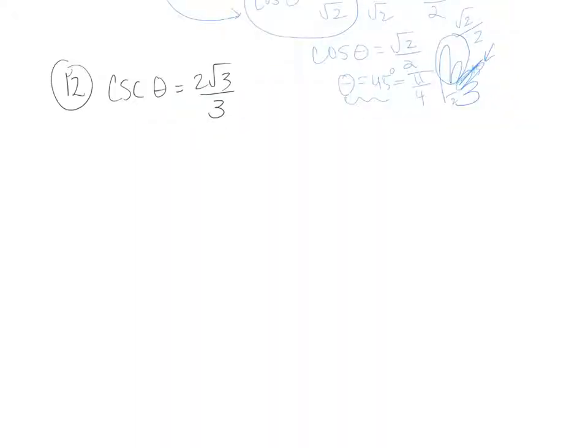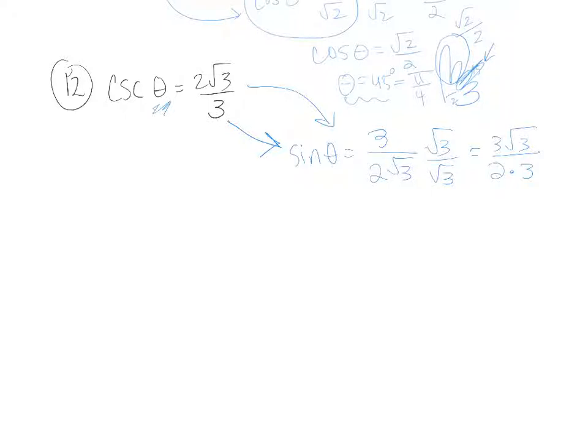Okay, so number 12, we're also trying to find theta. We want to know this angle. We're working with the same triangle, but I don't know cosecant right now, so I'm going to work with something I do know. I know sine, so if I'm going to work with sine, I need to flip the fraction. So sine theta is 3 over 2 root 3. I'm going to simplify and rationalize. So we would have 3 root 3 over 2 times 3. Root 3 times root 3 becomes 3, the 3's cancel, so we get root 3 over 2.